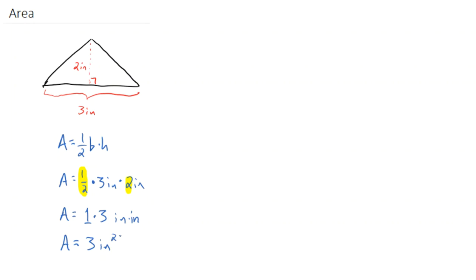So that's how many 3 square inch tiles it would take to tile that triangle. Now in reality you would have to cut some of them in halves, but the total area would be 3 square inches. All right, now that we have triangles in the bank, let's look at parallelograms.